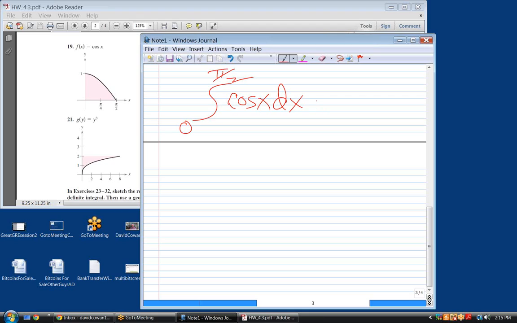Exactly that. And of course, the integral of cosine is sine. So I'm going to evaluate sine from 0 to pi over 2. Sine of pi over 2 is 1. Sine of 0 is 0. The area under that curve is 1.